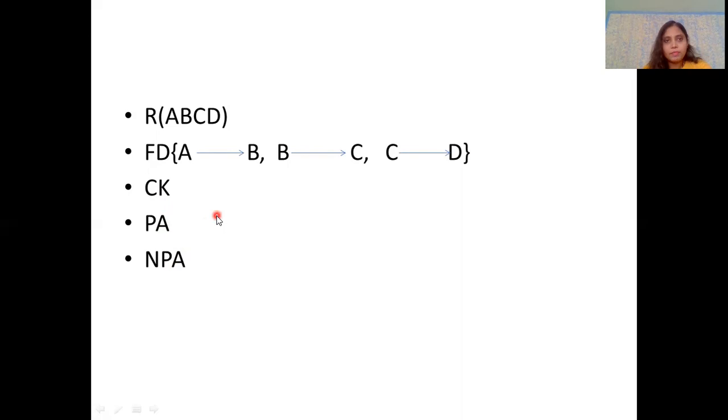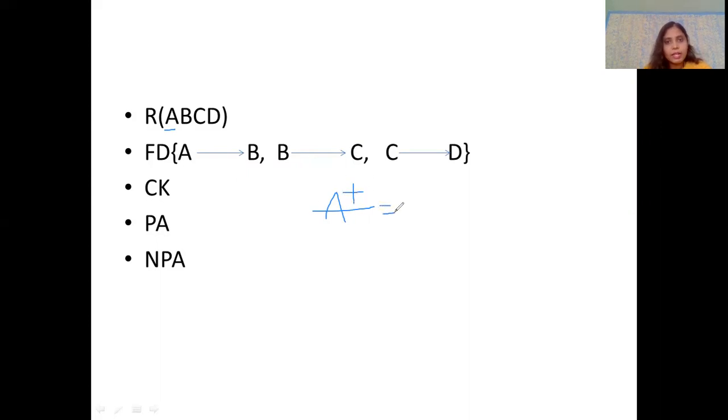Now let's get started. What is this closure method? Closure method says like this: from a particular attribute, if we are able to find all other attributes, then we can tell that that attribute is a candidate key. Now let's see how to find that. So here I'll be considering the first attribute and I'll use the closure method. To find the closure, I'll represent it like this: A plus. So plus represents the closure.